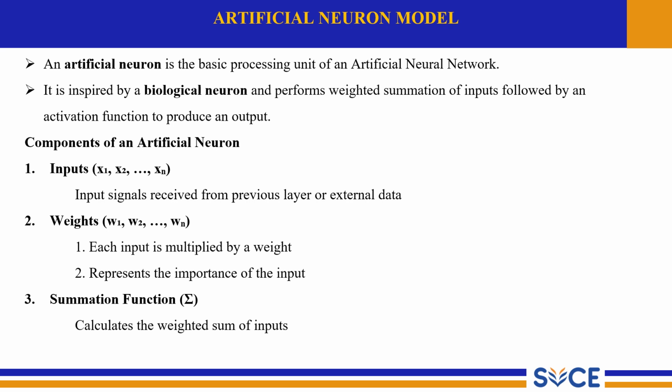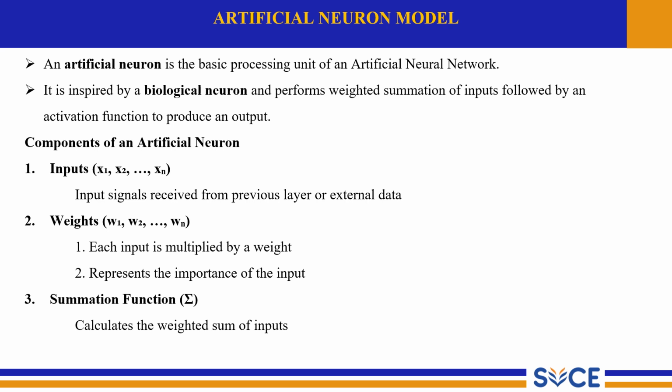Second one, weights. So weights can be written as W1, W2 up to Wn. Each input is multiplied by a weight. Weights represent the importance or influence of each input. During training, the network adjusts these weights to minimize error and improve learning.